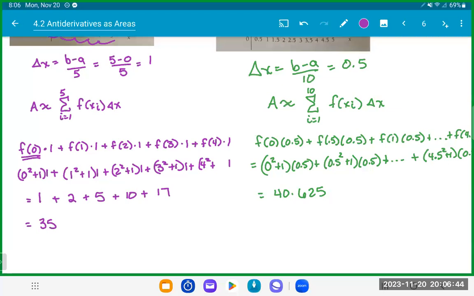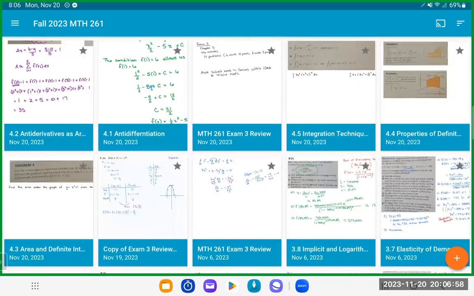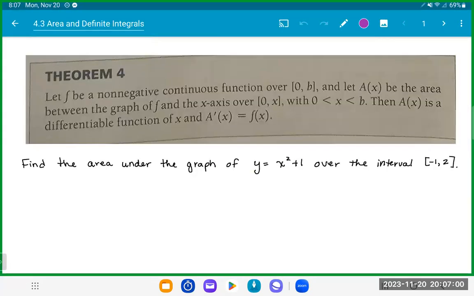All right, so it is 8:06. So let's take a 10-minute break. We will come back at 8:17 p.m. Okay, so we'll return at 8:17 p.m. and we will do this last section, the area and definite integrals.